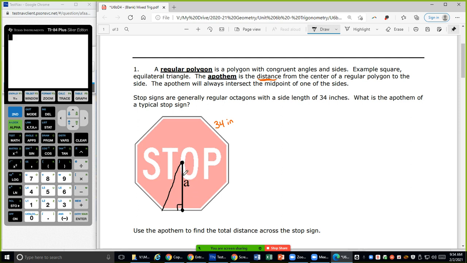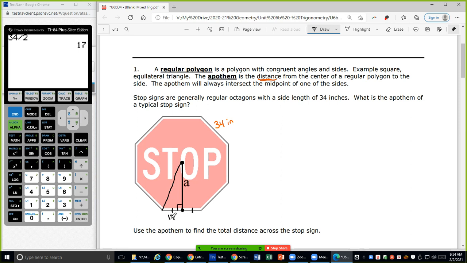Now I have a right triangle, and I'm looking for this apothem, this length here. I need to know an angle and a side in order to use trig. We need the acute angle and one side so that we can find the other side. I know this whole side here is 34, and it tells me the apothem intersects the midpoint of a side. So both of these pieces are the same. If all the way across is 34, I can divide that in half and see that each of these sides is 17.